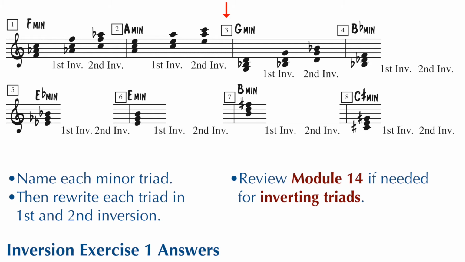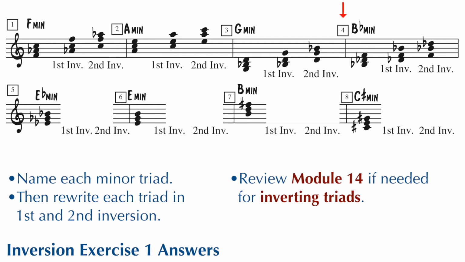To change this to second inversion, raise the B flat an octave. Now we have a D as the lowest note. D, G, B flat, G minor in second inversion. Number 4 is a B flat minor.